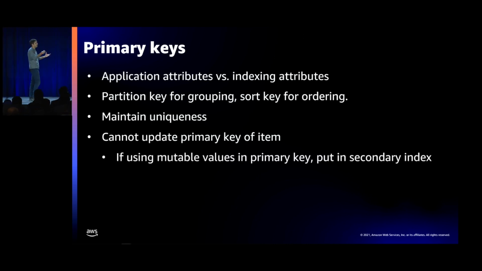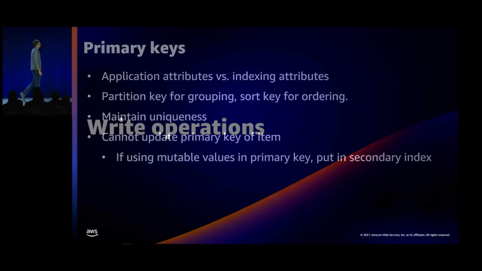So if you have a mutable value in that primary key, especially in that sort key, which is where I see it come up the most, put that in your secondary index. Then when Dynamo is replicating out to your secondary index, it'll handle that operation on your secondary index to delete the existing item, insert the new item, and give you sortability on that mutable value. All right, that's primary keys.